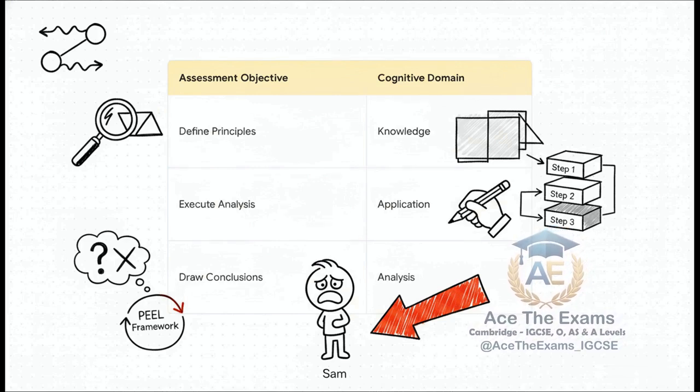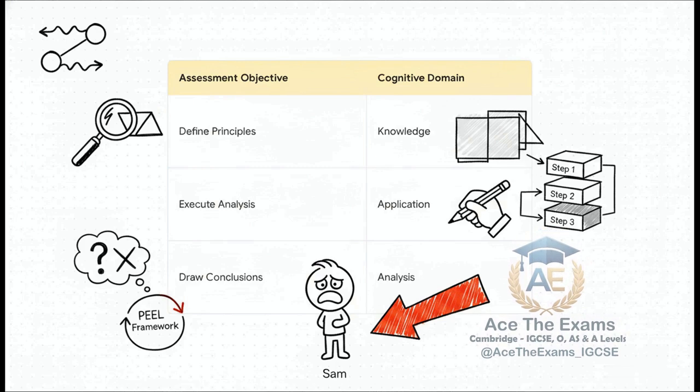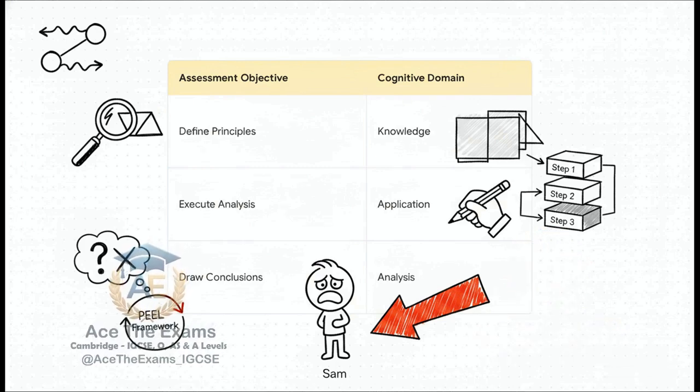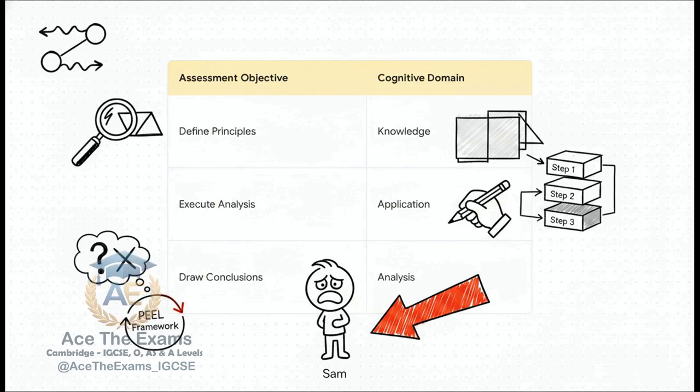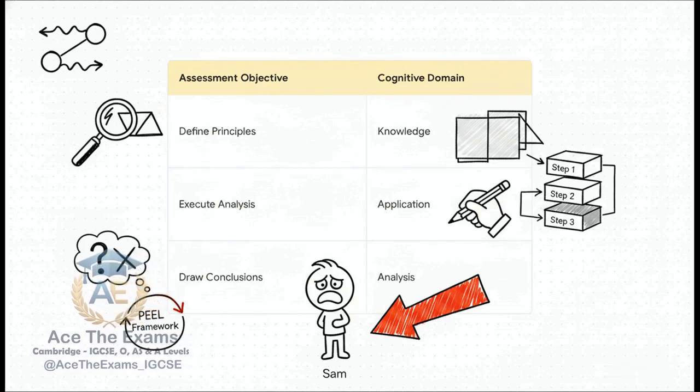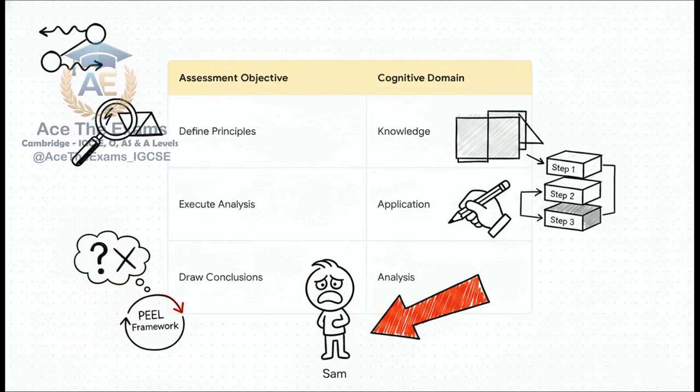For example, explicitly stating the assumption that the acceleration of two connected particles on a taut, inextensible string is identical. You have to know that. Second, you execute the analysis. That is your application. This is where you build your simultaneous equations, applying Newton's second law to each particle separately.